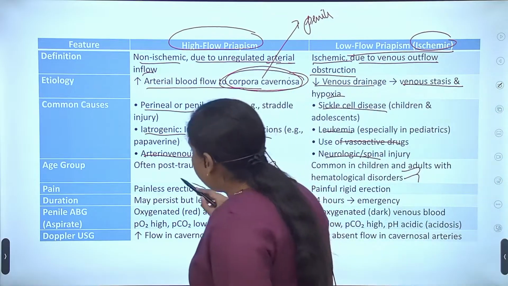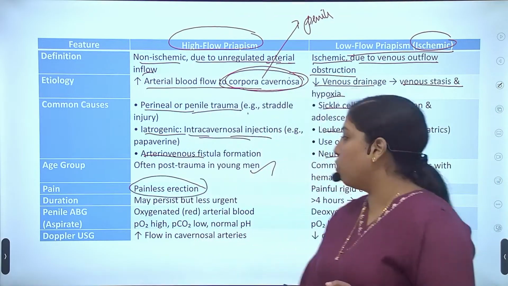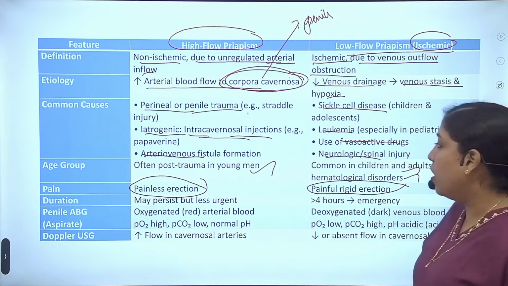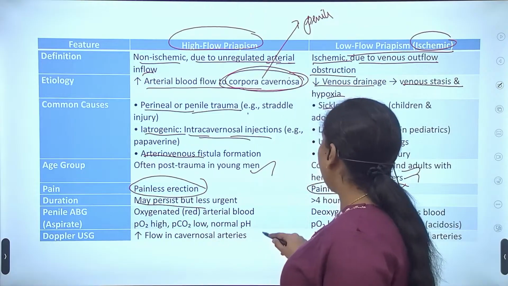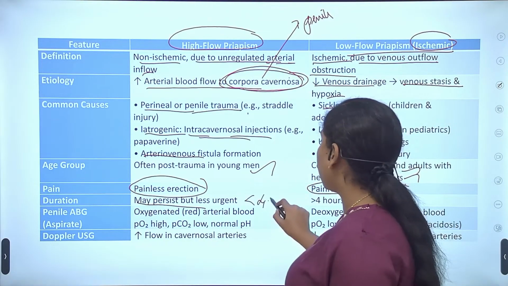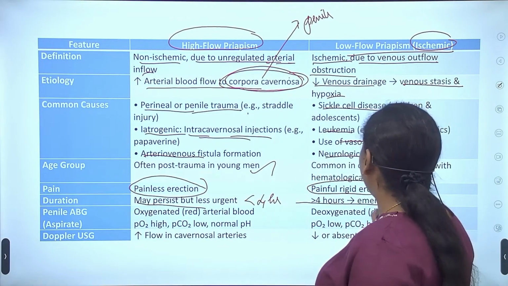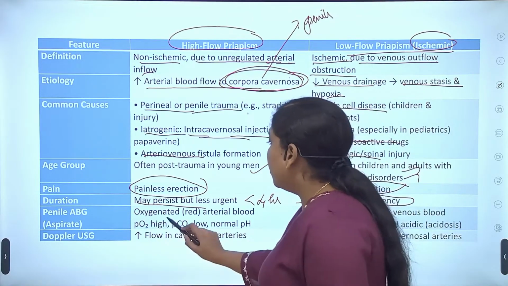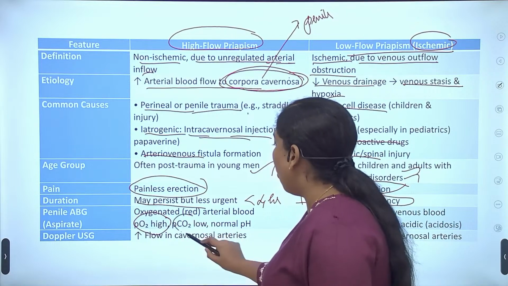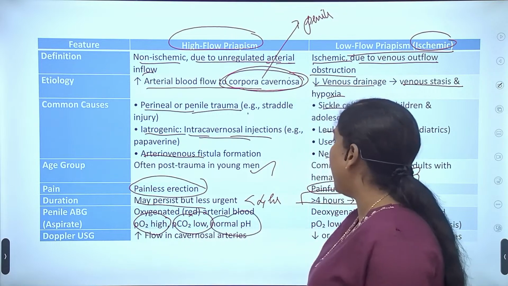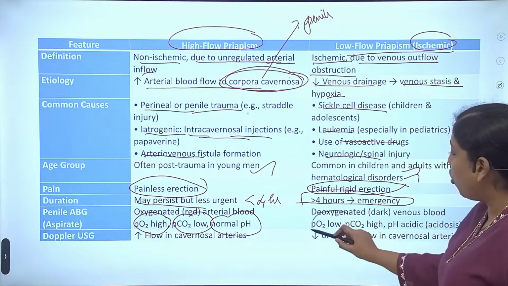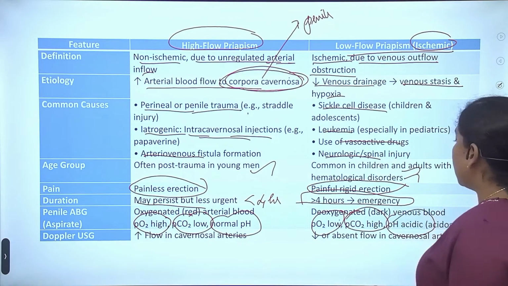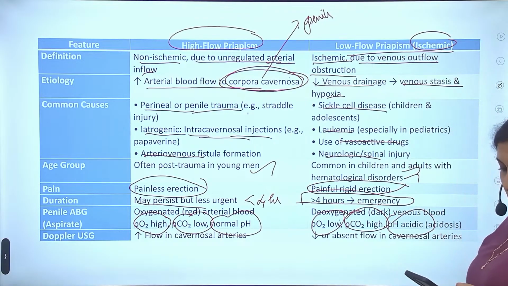It is a painless erection in case of high flow. It is a painful rigid erection in case of low flow. It may persist but is less urgent, for less than 4 hours. But here it is greater than 4 hours and it is an emergency. Penile ABG shows the PO2 high, the PCO2 low and the normal pH. Here the PO2 will be low, the PCO2 will be high and the pH is acidic because of the acidotic state.